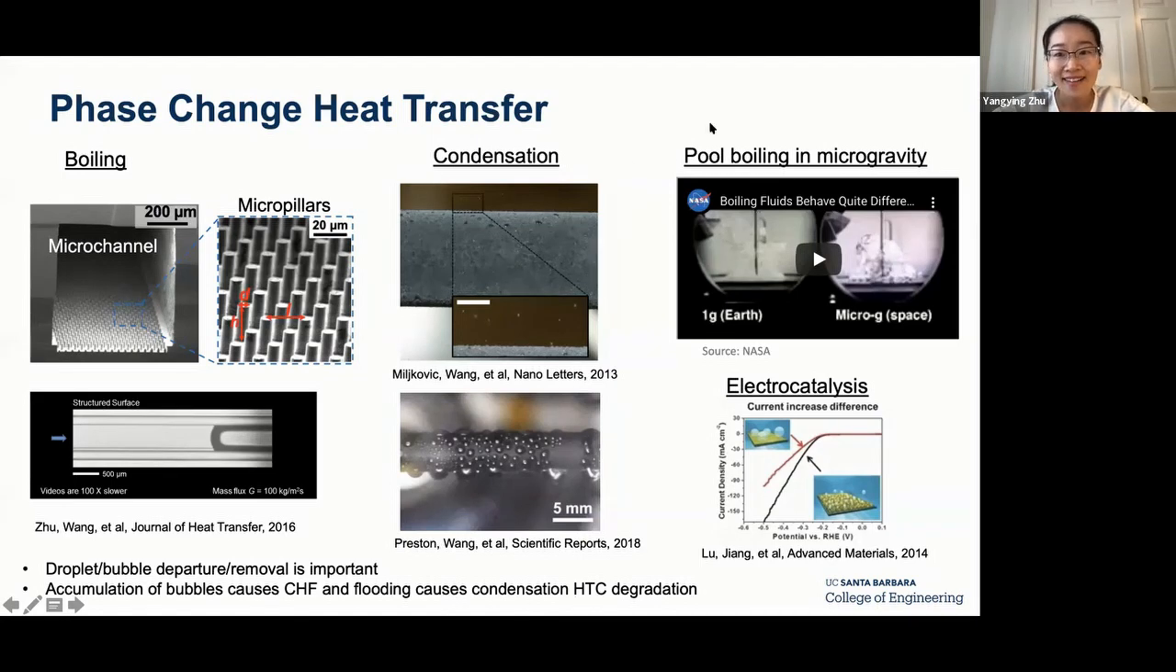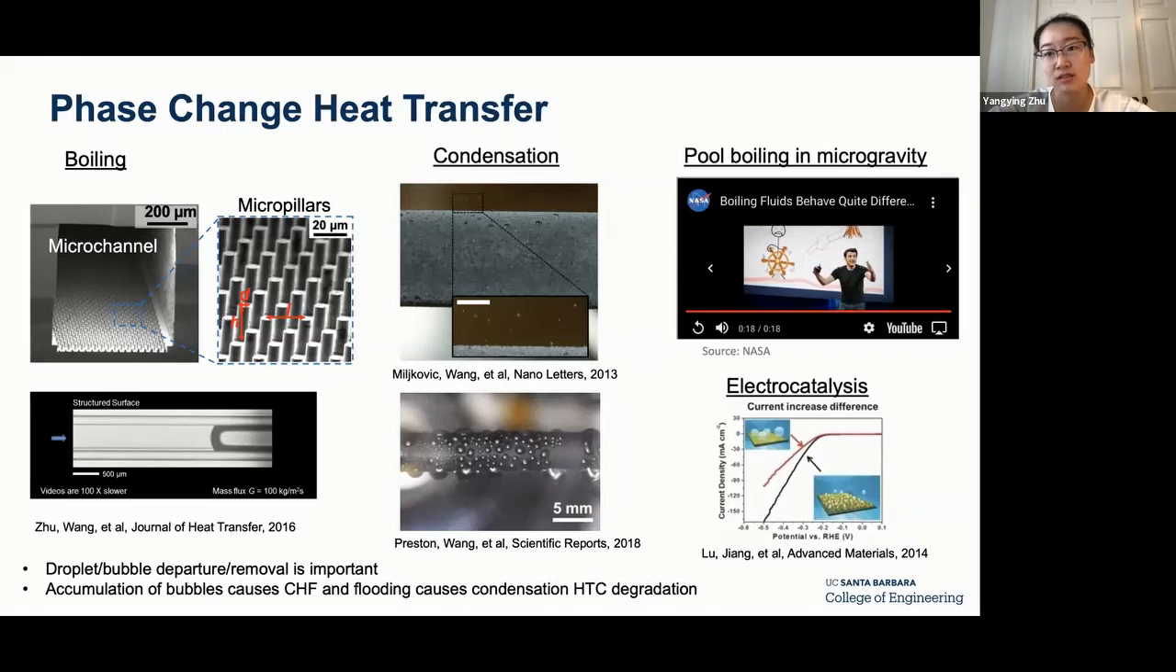Interestingly, I would like to show you two more examples. One is pool boiling in microgravity. I don't know if this video can play, but on the left is on Earth. Once you have boiling, you see many small bubbles generated, and they leave the surface easily due to buoyancy. But without buoyancy in space, when you generate a bubble, it becomes stagnant on the surface, and they just grow, accumulate, merge, and grow into a giant bubble. That's why pool boiling performance in microgravity is worse than what you would typically expect on Earth.